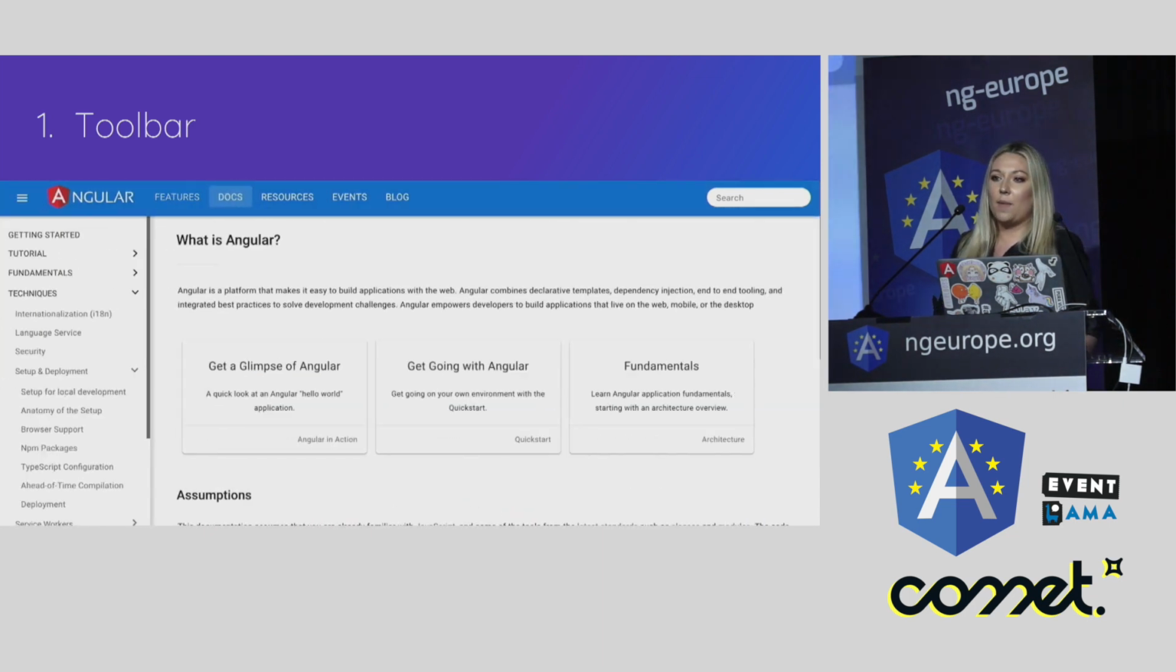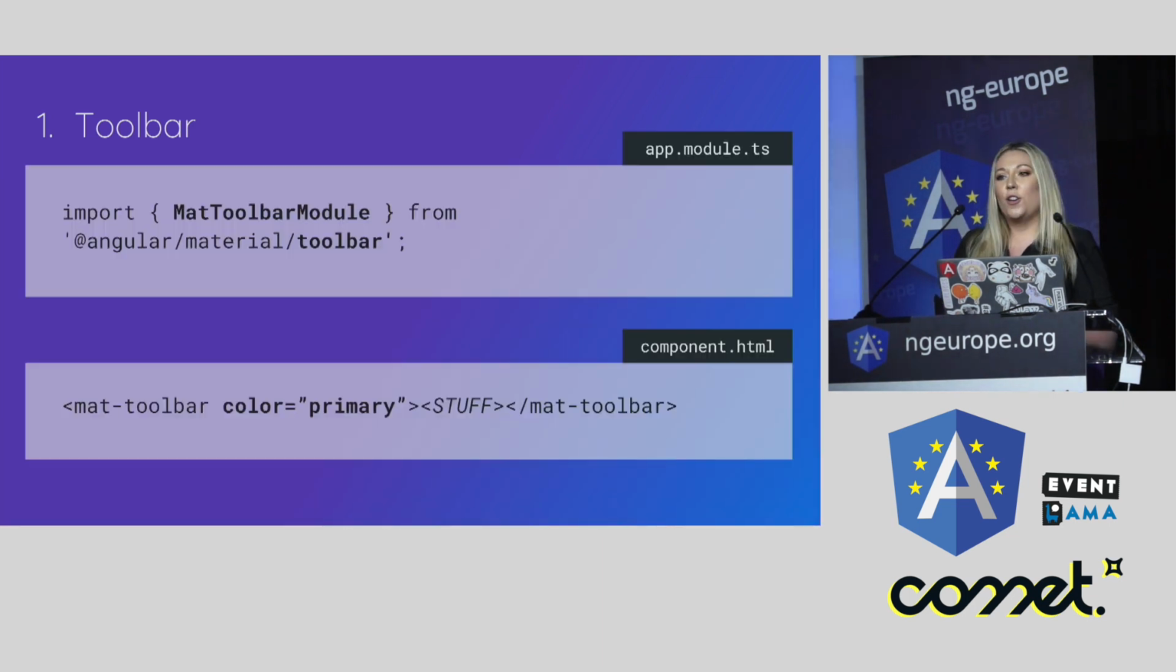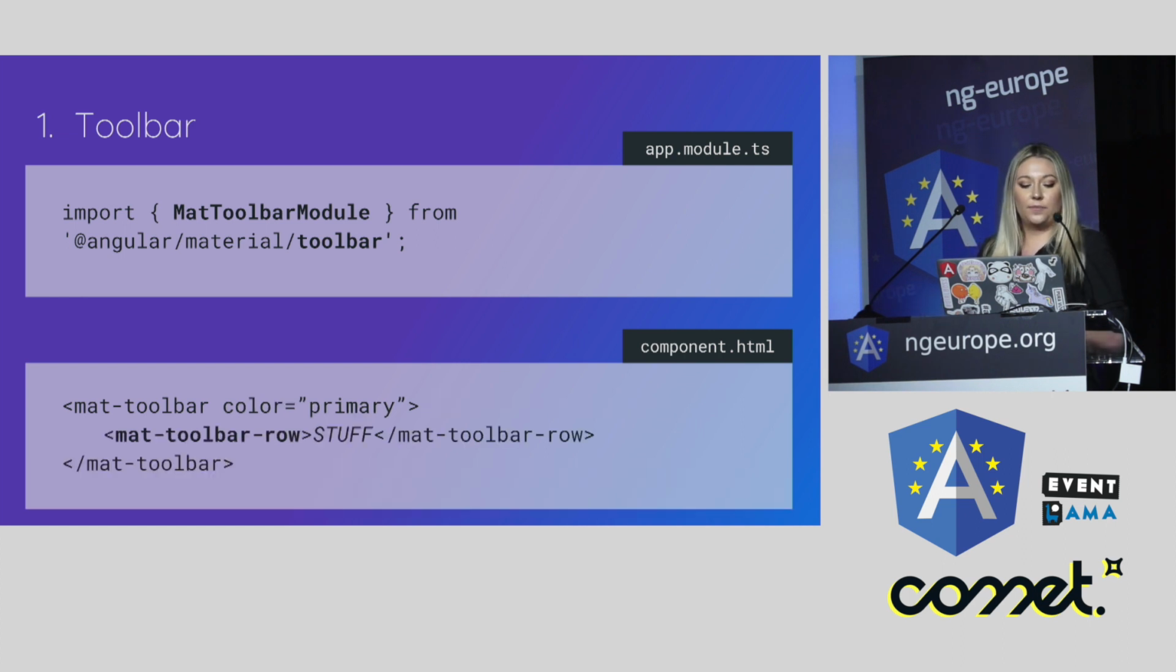The first item I want to talk about is Toolbar. It's very simple. All you have to do is import the MatToolbarModule from the toolbar path, and then to use it, you just reference the mat-toolbar selector. This one does come with a color attribute that you can set to either primary or accent, depending on how you want it to look. Another really cool thing is that it supports multi-row, so if you want a toolbar that has two, three, four, whatever rows, you can easily add that by using the mat-toolbar-row selector.